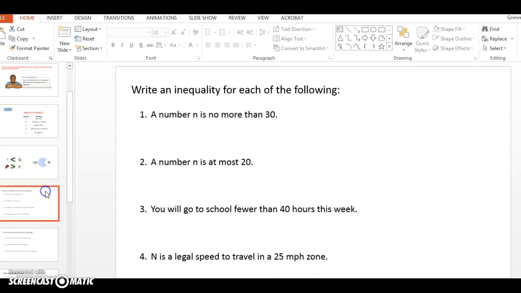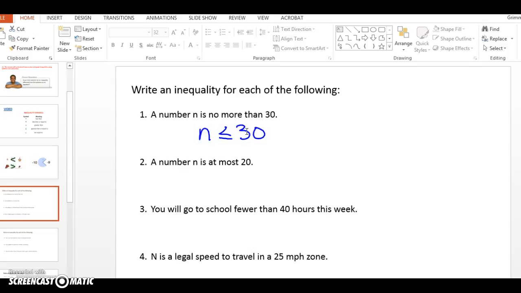Okay, so now let's go back over to here. A number n is no more than 30. If I would write an inequality, does anyone know what the inequality would be for that one? Catherine? N is less than or equal to 30. So you want it to look like that, less than or equal to 30? Yeah. Okay, so what do you guys think? N is no more than 30.